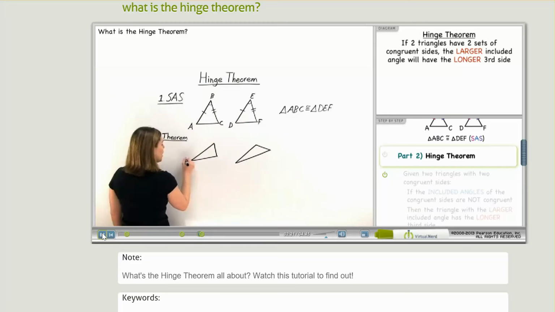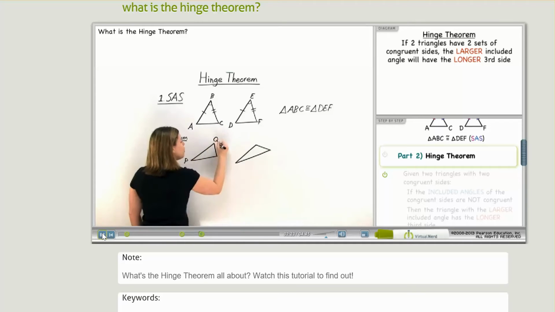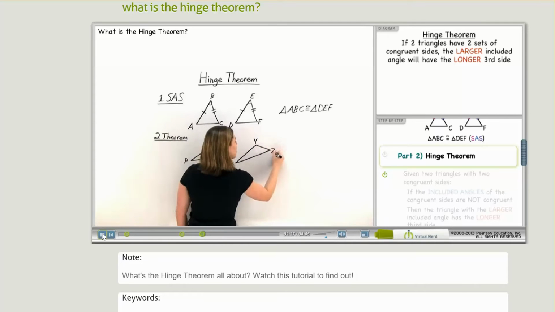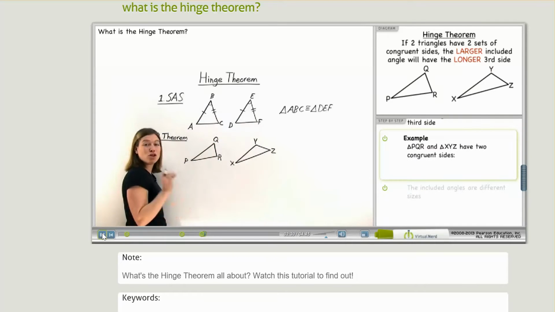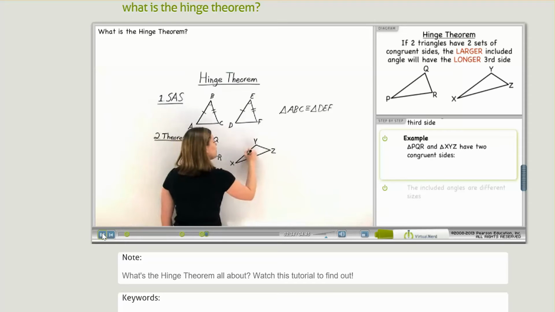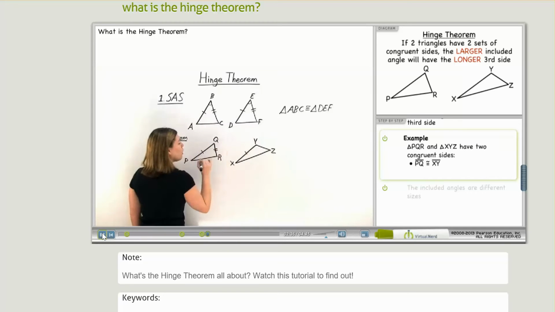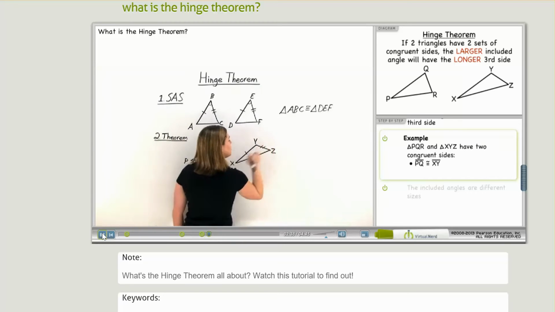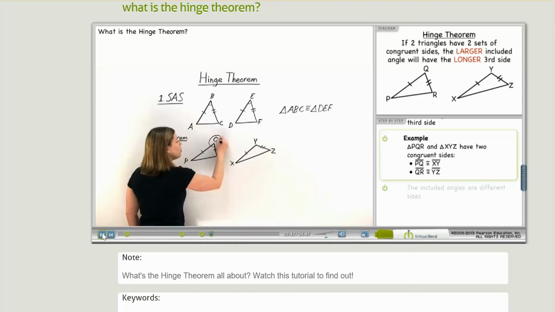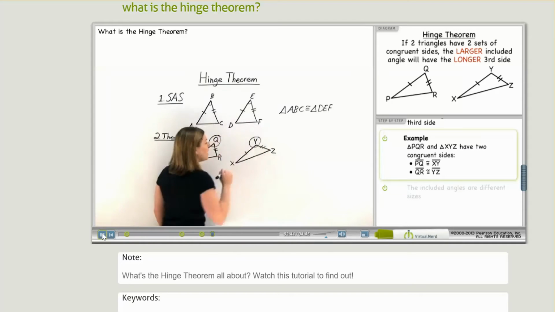Let's call this triangle PQR, and this one triangle XYZ. Now, let's also say we have two sets of congruent sides. Let's say side PQ is congruent to side XY, and side QR is congruent to side YZ. Now, take a look at those included angles, angle Q and angle Y.